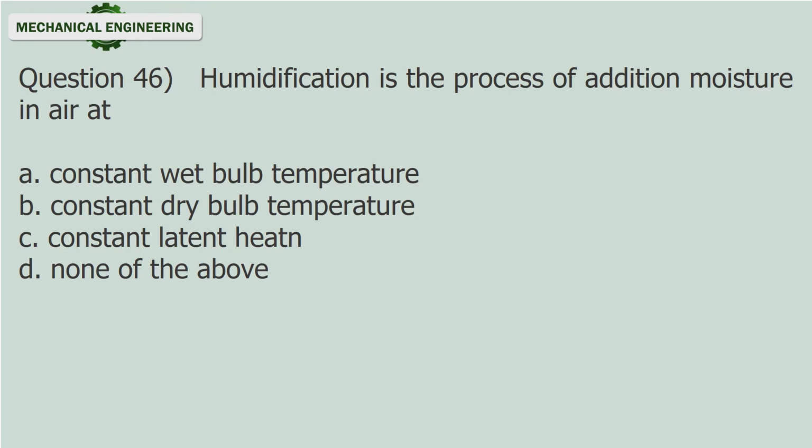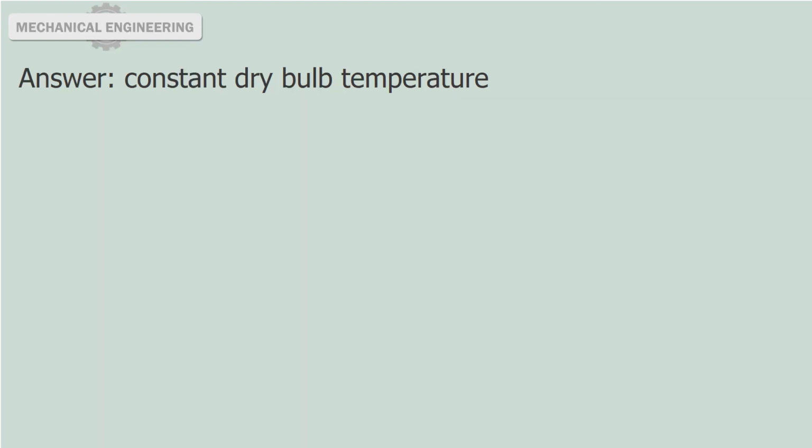Question 46. Humidification is the process of addition of moisture in air at A. Constant wet bulb temperature. B. Constant dry bulb temperature. C. Constant latent heat. D. None of the above. Answer: constant dry bulb temperature.